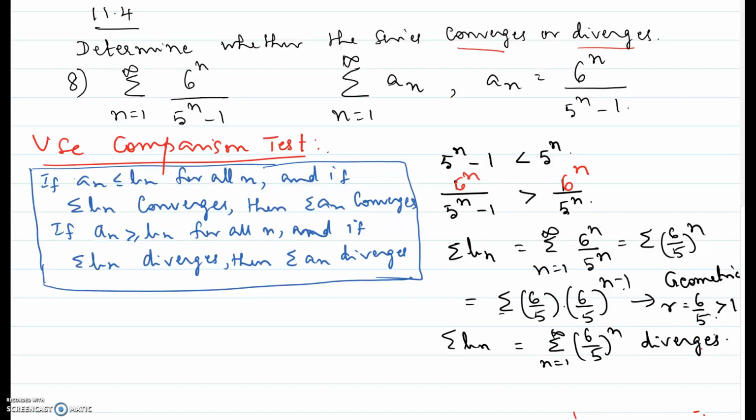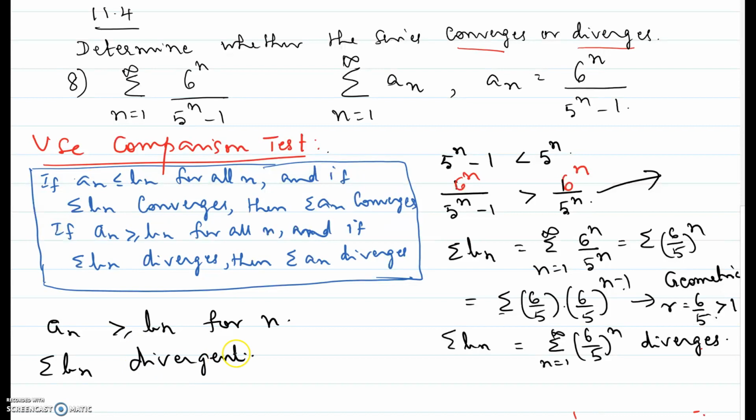And we have a relation here from this step that an is more than or equal to bn for all n, and sigma bn, we just now saw, was a geometric series which is divergent. And therefore by comparison test, sigma an, which is the given series, also diverges. Hope this video helps.